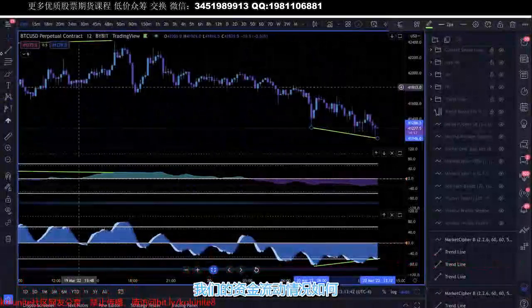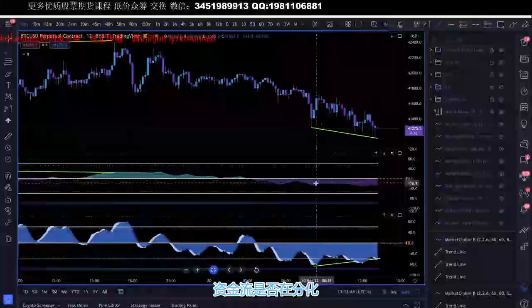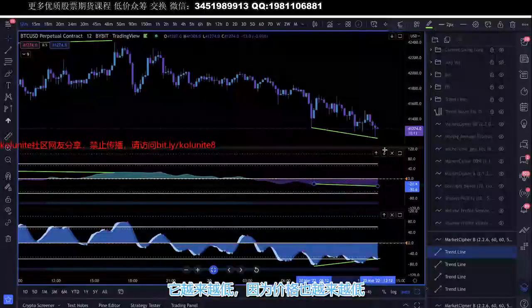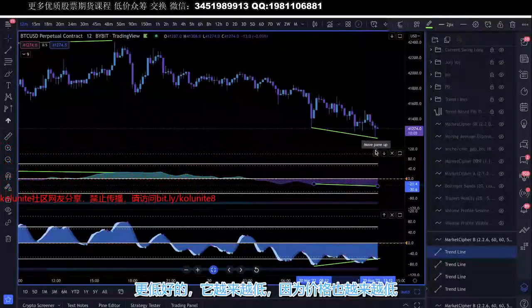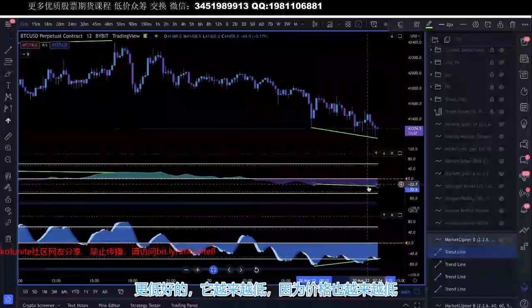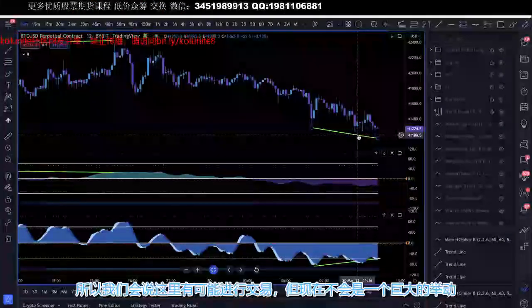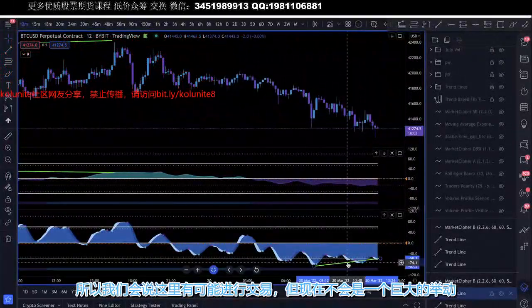But right here, what do we see with our money flow? Is the money flow diverging? No, it's not diverging, right? It's getting lower as the price is also getting lower, okay? And so we would say there's a possible trade here, but it's not going to be a massive, massive move.